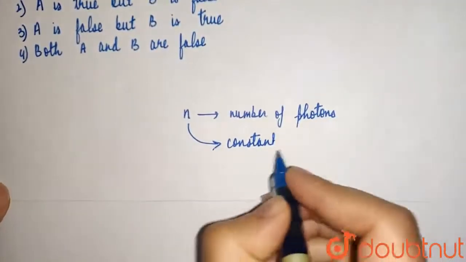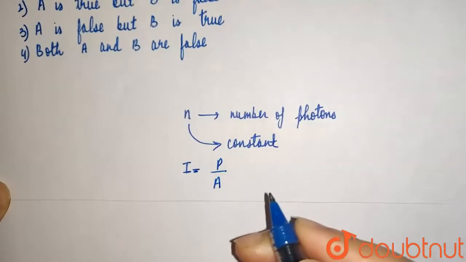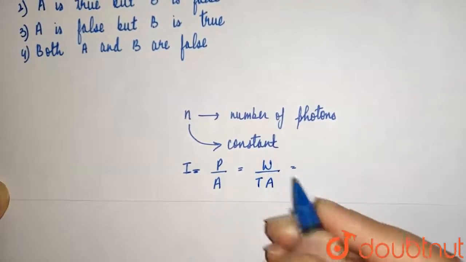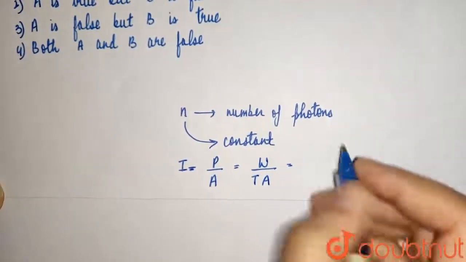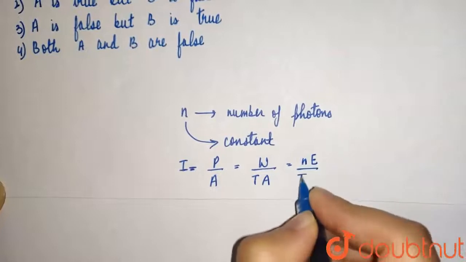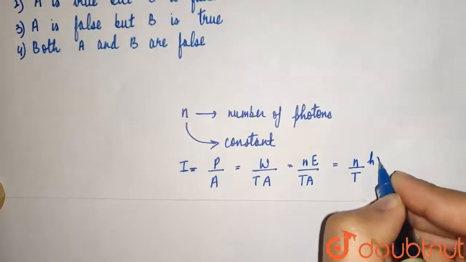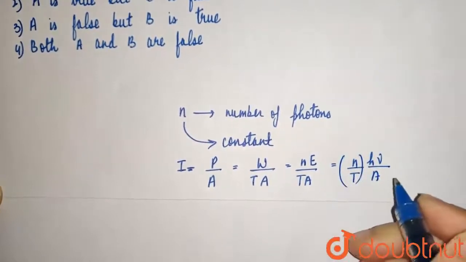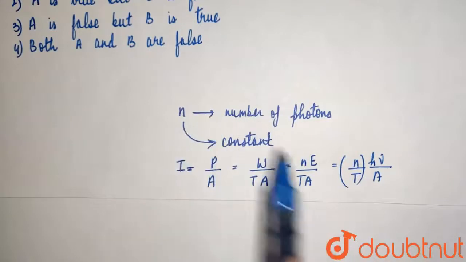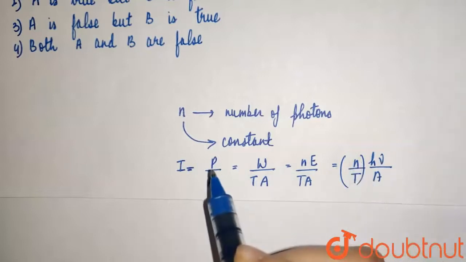We know intensity is equal to power per unit area, and power, what is power? Work done per unit time, so we can write it as W by t into A. And what is work? Work is energy, and what is energy here? E. But how many photons do we have? N, so nE would be the total energy, over tA. So E is equal to energy of photon, which is h nu. Like we are doubling both frequency and intensity, but I'm saying that n is constant, so this term is constant.